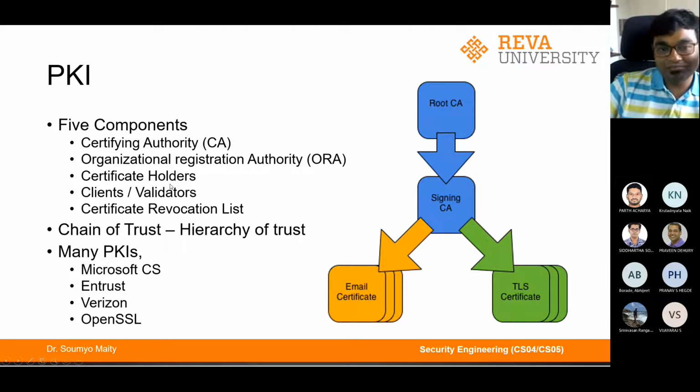Third is the certificate holder. That is, it might be me, it might be Reva University, it might be Dell, it might be IBM, anything. And the clients or validators, that is our browsers. And the certificate revocation list, that is very important. I'm coming to that. But these four are the basic minimal necessity, and we understand all these things, right? These are the four, like five components. CRL, I am coming to that, but these four, do we understand? Clients is a very important thing.